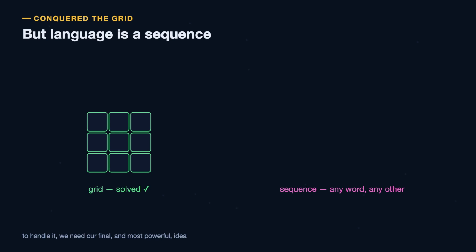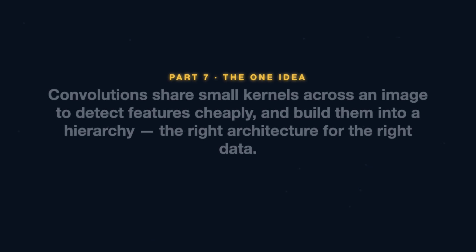Images with their local repeating structure now have an architecture built precisely for them. But language is not a grid, it is a sequence, where any word can depend on any other. To handle that, we need our final and most powerful idea.